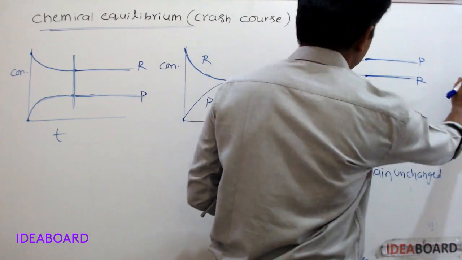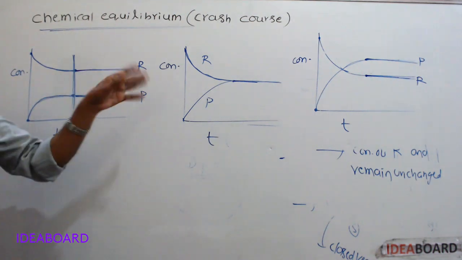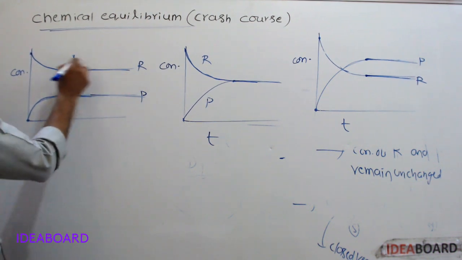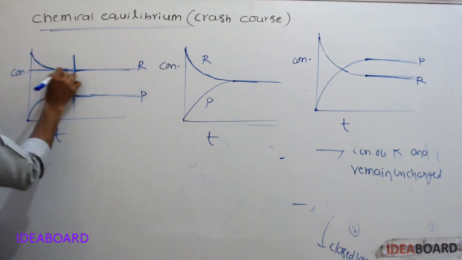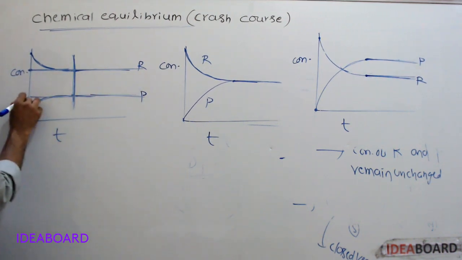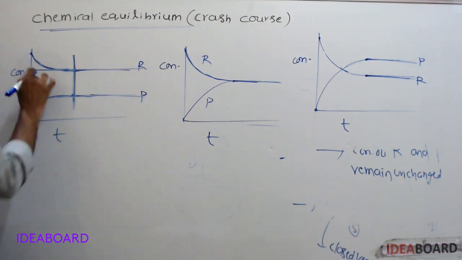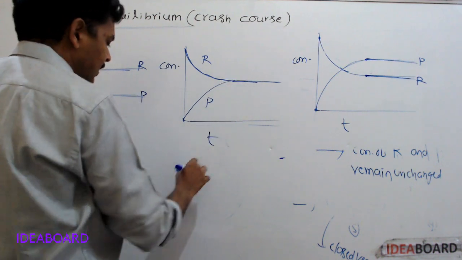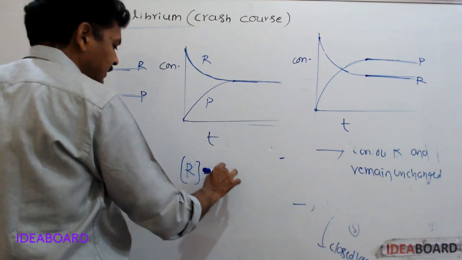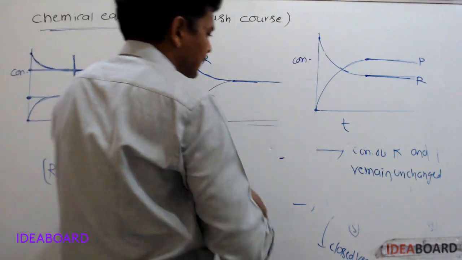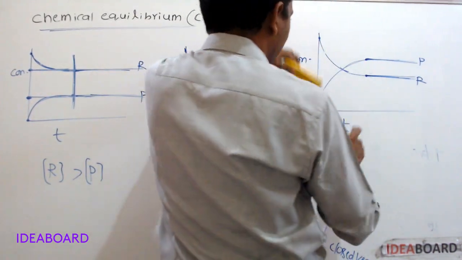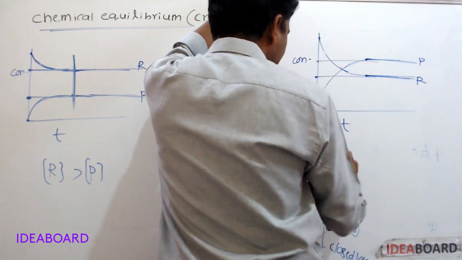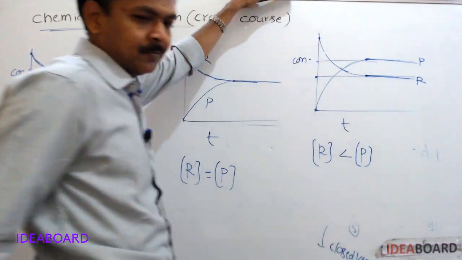See, from this graph we can identify that after reaching the equilibrium state, the concentration of reactant is greater than the concentration of products. From this graph, both are equal: the concentration of reactant is equal to the concentration of products. From this graph, we can say that the reactant concentration is less than the product concentration.